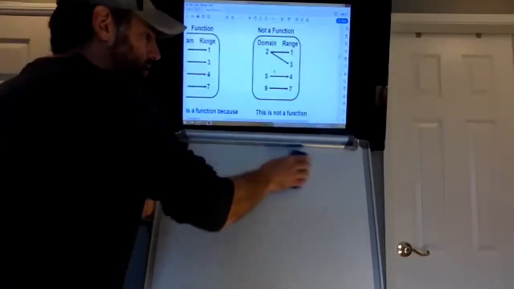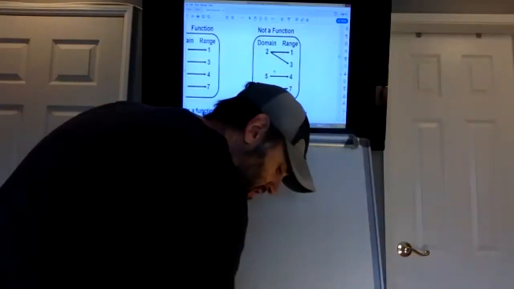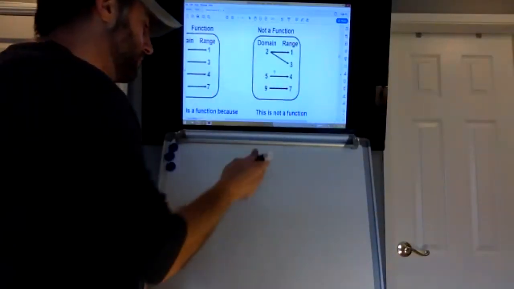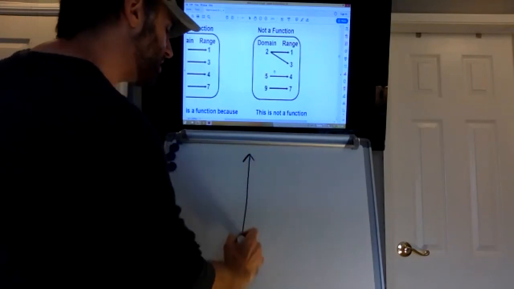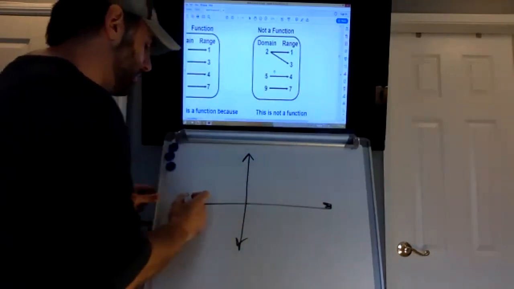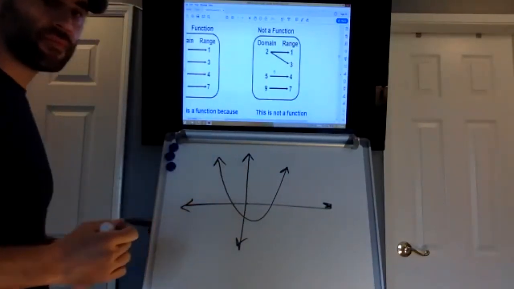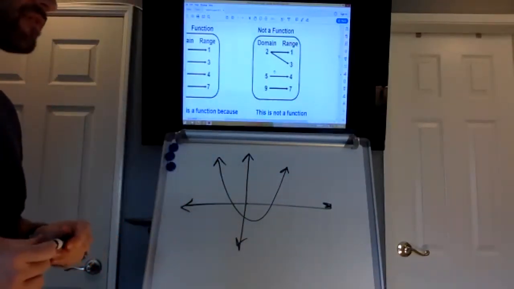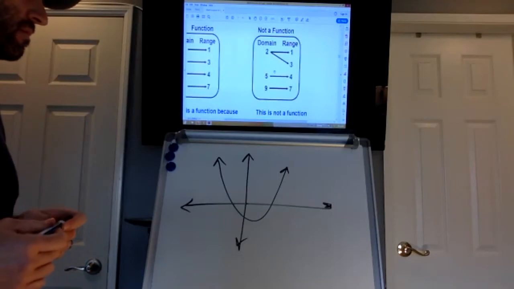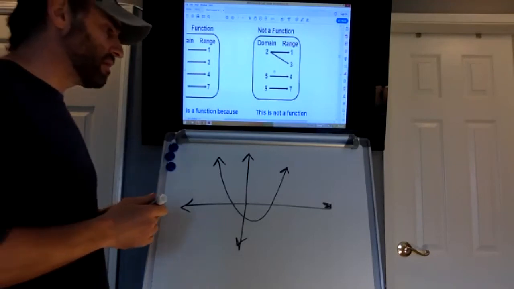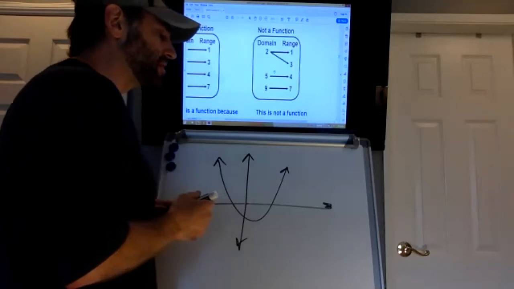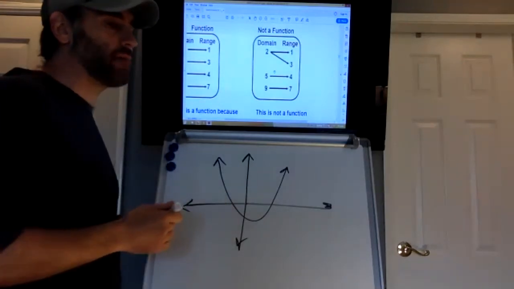Other types of graphs you're going to see coming up in algebra. In our class, lines are fine, but in next year's class, you're going to have parabolas. Is a parabola a function? Yes, a parabola is a function.